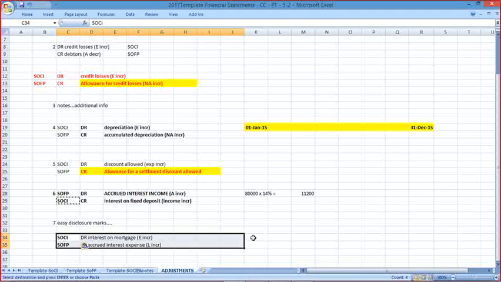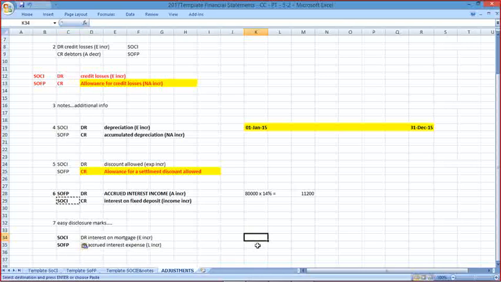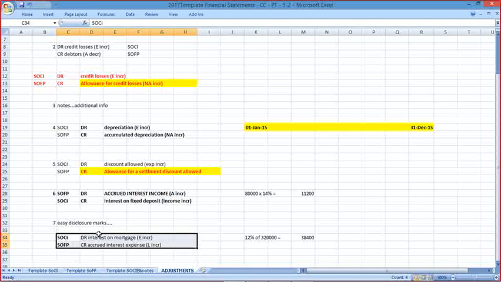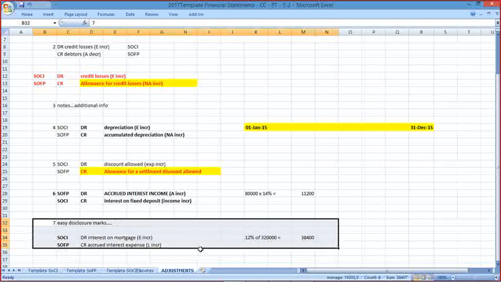There's your working. We need the amount though. How much interest is going to be charged? 12% per annum. Okay, 12% of what? The mortgage is 320,000. Okay, great. So 320 times 0.12 gives me 38,400. So there's the working. There's your analysis. Now we just need to disclose. Get the mark for the disclosure. See, the workings are important.